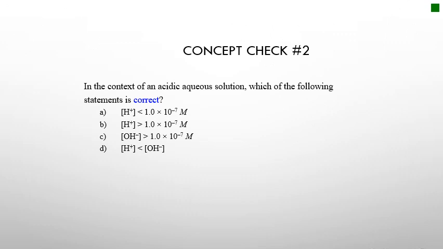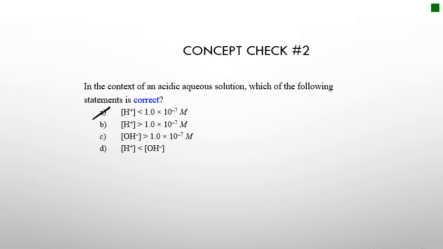We're now going to do a quick little concept check, and we want to see in the context of an acidic solution which one of the following statements would be correct. So again, if we have an acidic solution, that means that I have to have a greater amount of H plus than hydroxide ions. So if I look at this first one and it says H plus is less than 1 times 10 to the minus 7th, that means that my hydroxide, in order for it to be equal to 1 times 10 to the minus 14th, would have to be greater than 10 to the minus 7th, which means that that would make a basic solution. So A is not one of our choices.